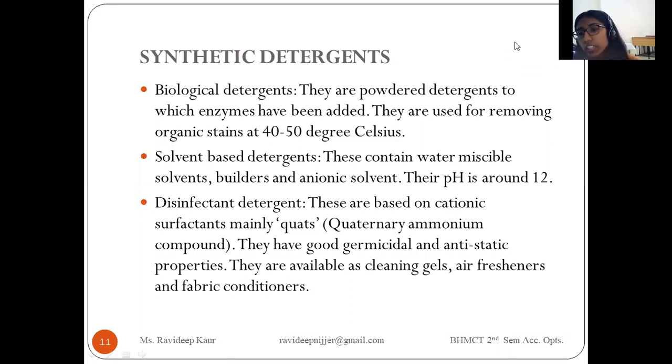The third synthetic detergent we have here is solvent-based detergent. These contain water miscible solvents, builders, and ionic solvent. Their pH is around 12.